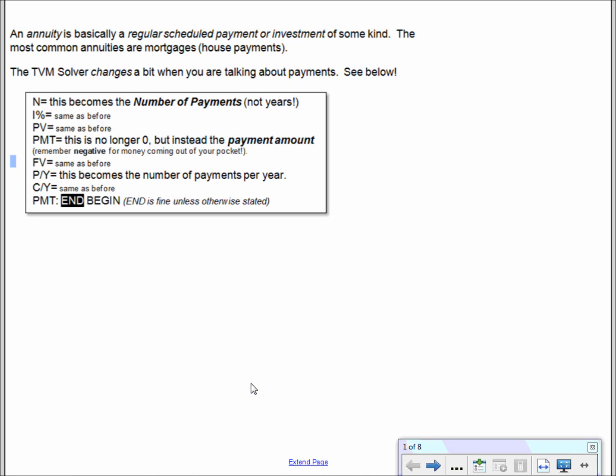Future value, FV, is the same. PY now becomes the number of payments per year. When we were doing it before, PY stayed 1 because you were only making a one-time payment. Now you could be paying every month or every 4 months or whatever. And CY is the same as before. It's your compounding per year. Again, everything is over on that sideboard for your TVM solver. The blue is for your annuities.